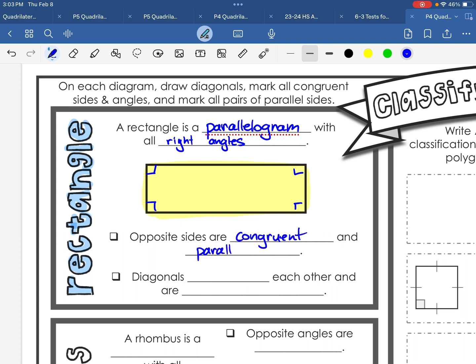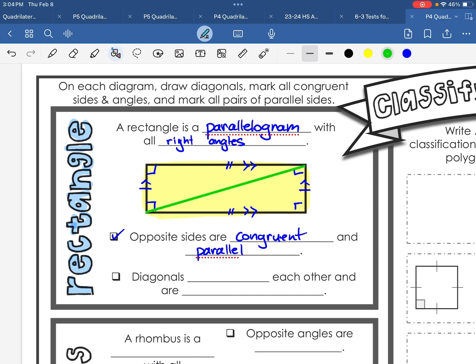Let's do our symbols here so they are congruent. And this one's also congruent. And then opposites are also parallel. So here, these are parallel, and these are parallel. Okay, so check. We have marked off the congruency and parallel of all the opposite sides.